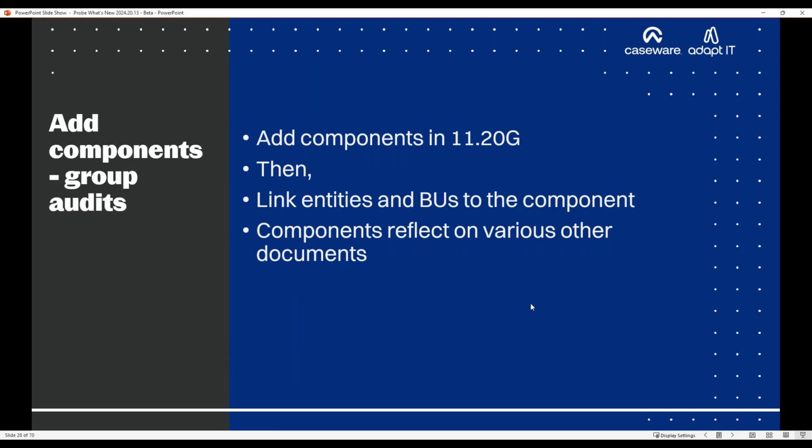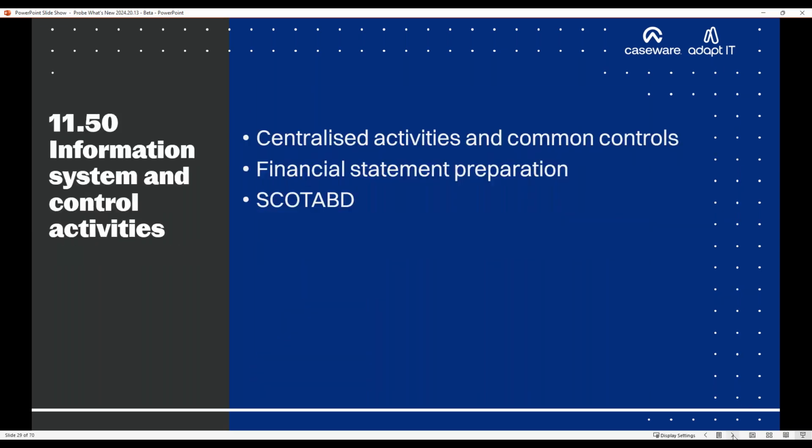For 1150, we have added, oh, sorry, let's go back to 1150. Click on the right place. We have also included, as I mentioned earlier on, space for you to document centralized activities and the common control. So what is the system description for that? There's also space for the financial statement preparation, and then of course the relevant significant classes of transactions, account balances and disclosures as recorded for the group audit where you've recorded risks. All right.